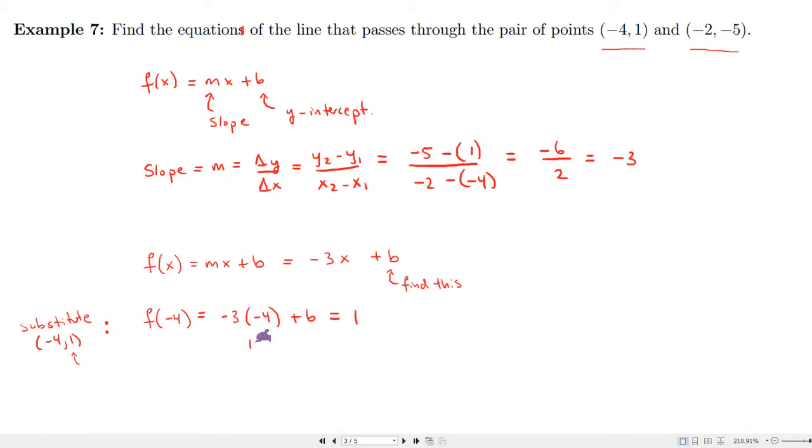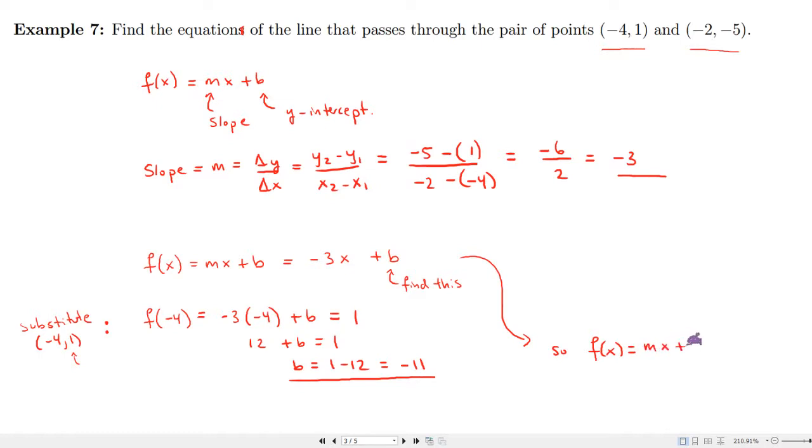So this will be positive 12 plus b is equal to 1. So then subtracting 12 from both sides, we'll have 1 minus 12. So b is -11. Okay, so now we have b and we have m. So then just substituting that in here, f of x is equal to mx plus b, which is -3x minus 11.